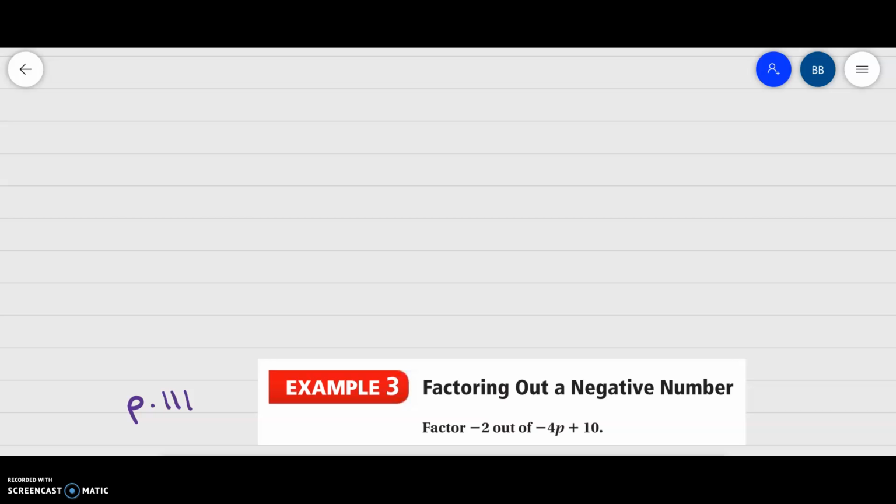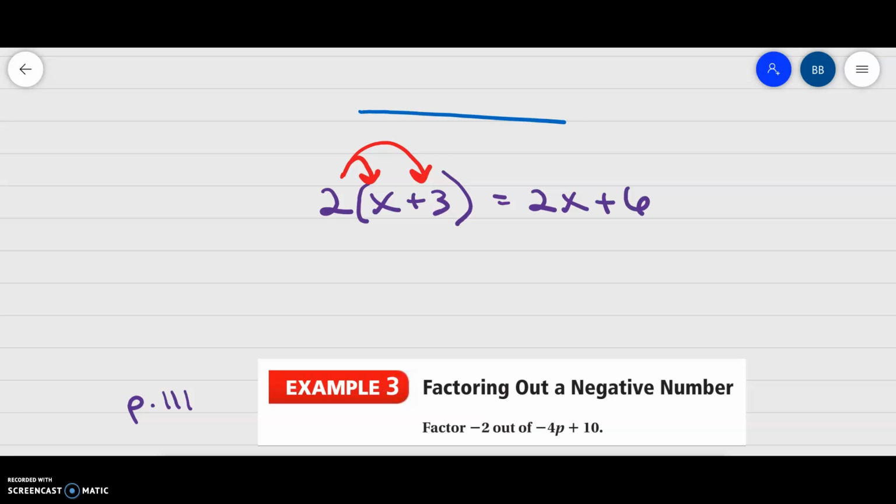I just want to do a quick review of what we know about factoring so far. So earlier in the chapter, we learned how to distribute. So if we had something like 2 times x plus 3, we would use the distributive property to say that this is the same thing as 2 times x and 2 times 3, which would give us 2x plus 6. So when we are doing that, that's called distribution.